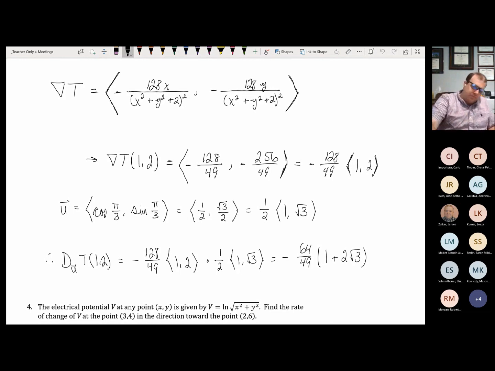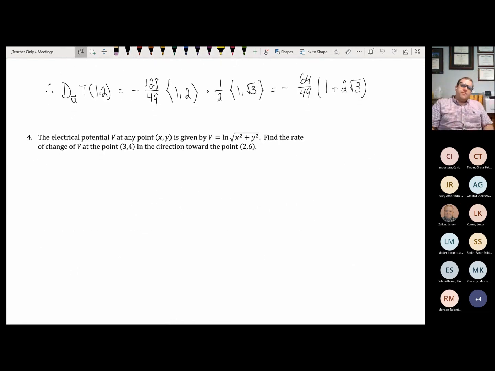Right. Electrical potential at any point xy is given by log of the square root of x squared plus y squared. We want to find the rate of change of our electrical potential at the point 3, 4 in the direction toward the point 2, 6.